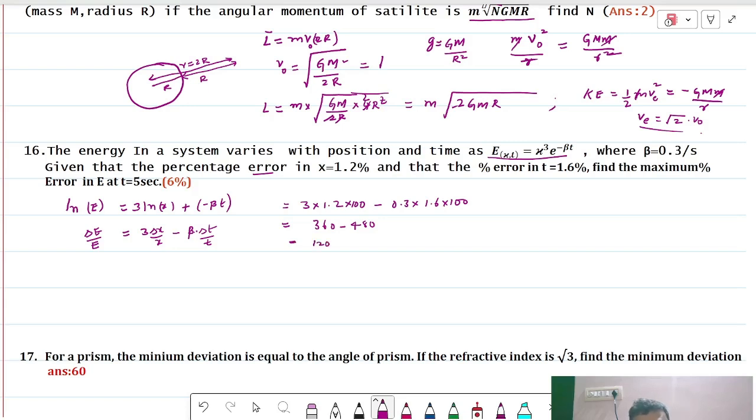So 120 by 100. Percentage error means here delta E by E only you are finding, but percentage means by 100, that equals 1.22. And at t equal to 5 seconds, multiply into t, so we will get 6%. This is 1.2 percentage, so 6% is the answer. Right.